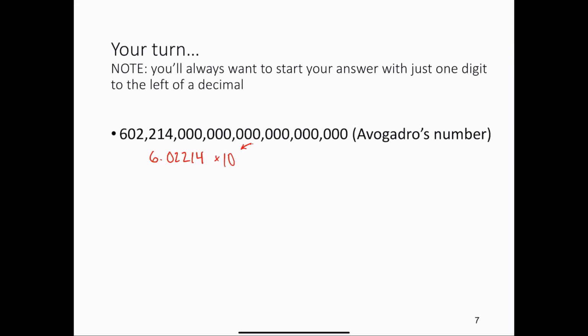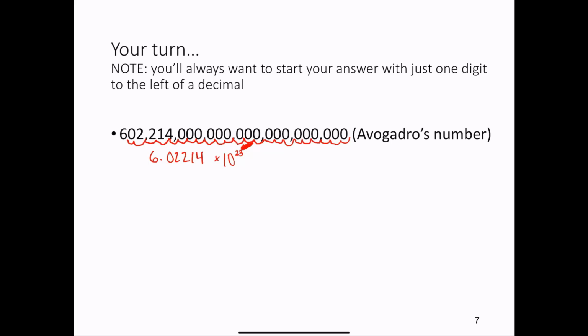In order to figure that out, I just remember that in a number like this, the decimal point is actually right here. So then I'm going to count how many times I would need to move the decimal in order for it to end up over here, between the 6 and the 0. So I go 1, 2, 3, and so on, up to 23. Since I had to move the decimal 23 times, I'm going to put a 23 as my exponent.